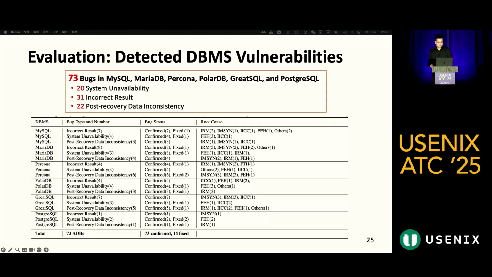Here is our evaluation result. We used DDLumos to test six DBMSs, including PostgreSQL, MySQL, MariaDB, and others. DDLumos successfully discovered 73 bugs, including 20 system unavailability bugs, 31 incorrect result bugs, and 22 post-recovery data inconsistency bugs. All of these bugs have been confirmed, and 14 of them have been fixed by the corresponding vendors.